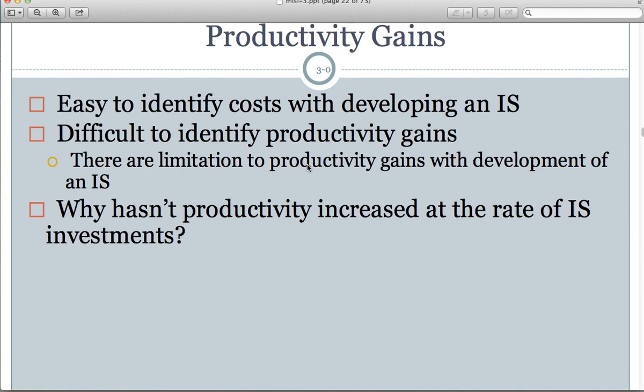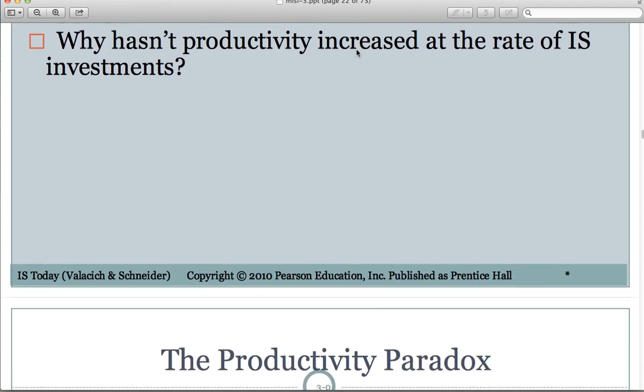So keeping that in mind will help most organizations maintain more productivity gains.